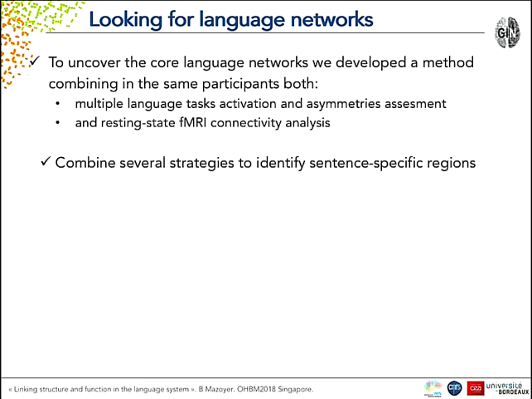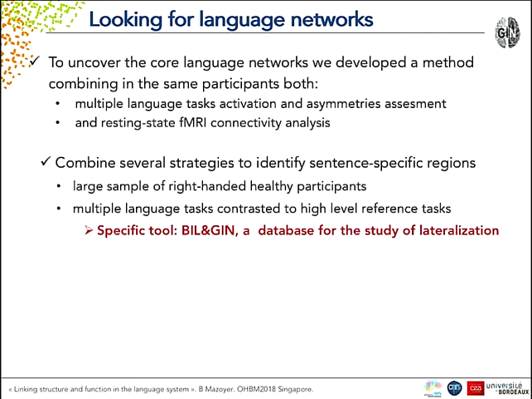Then, to identify the sentence-specific regions, I forgot to tell you that here we will focus really on the sentence comprehension network. So to identify one specific component, we will first use a very large sample of right-handed participants. Then we will contrast this task. And for this, we use this database that we've been building. It's a very specific database, done to study lateralization, so 16 different tasks done in 144 subjects, all the same.